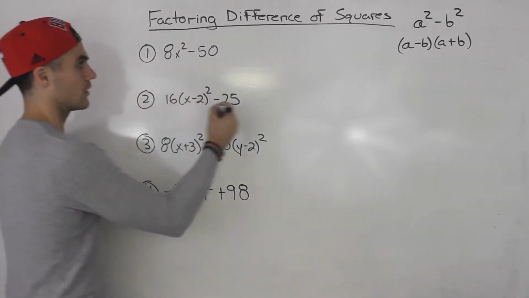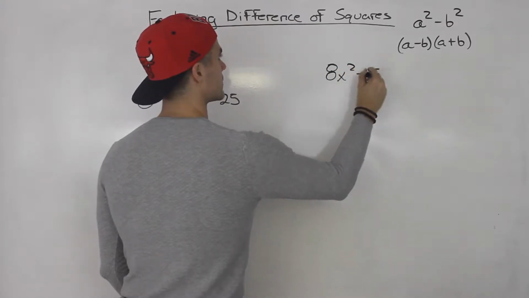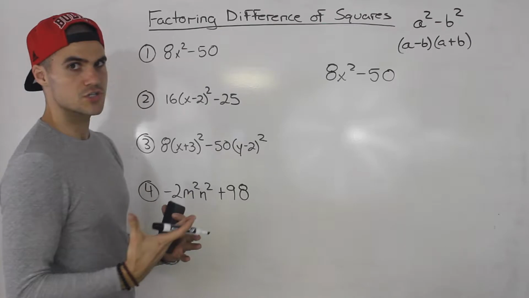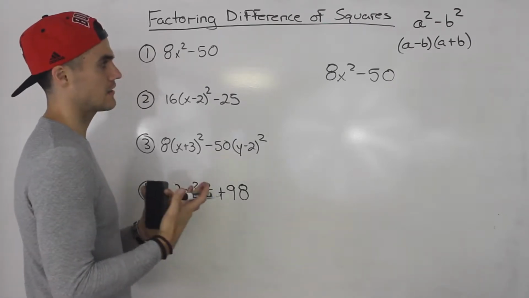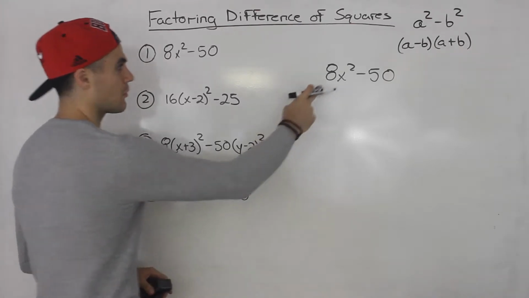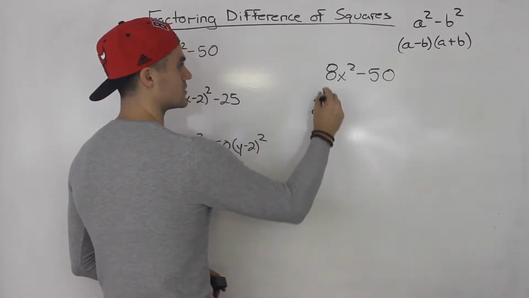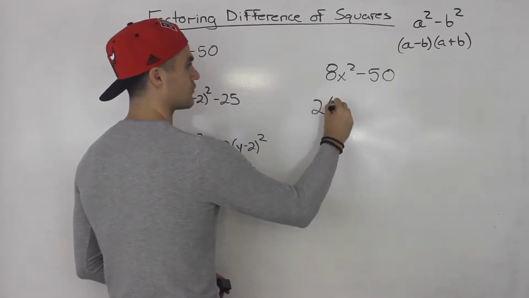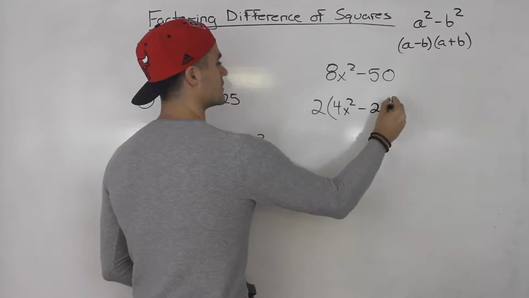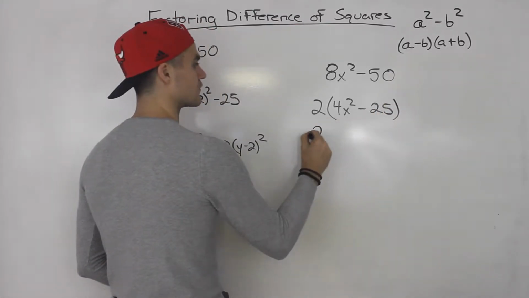So starting off with number 1, we got 8x squared minus 50. We got to factor that. First thing you always check with factoring: can you take anything out of all of the expressions? And notice that from both of these expressions, we can take out a 2. So if we take out a 2, we'd be left with 4x squared minus 25. And then notice this here is a difference of squares.